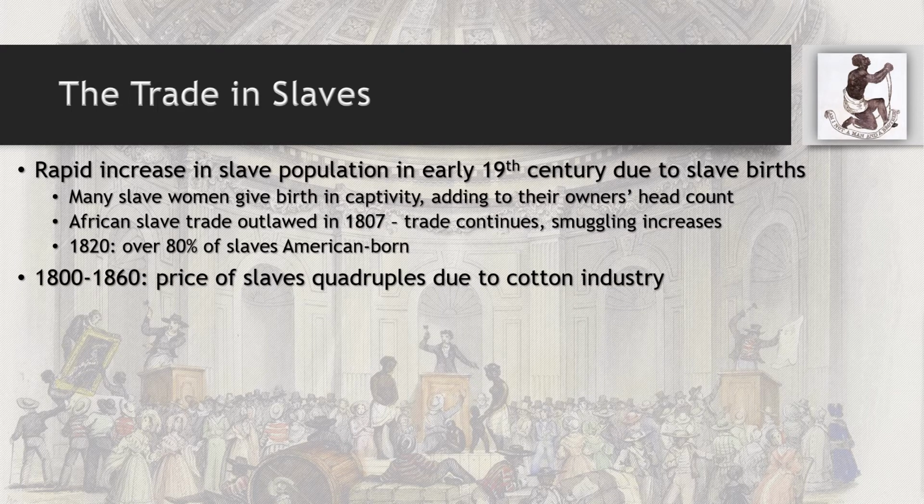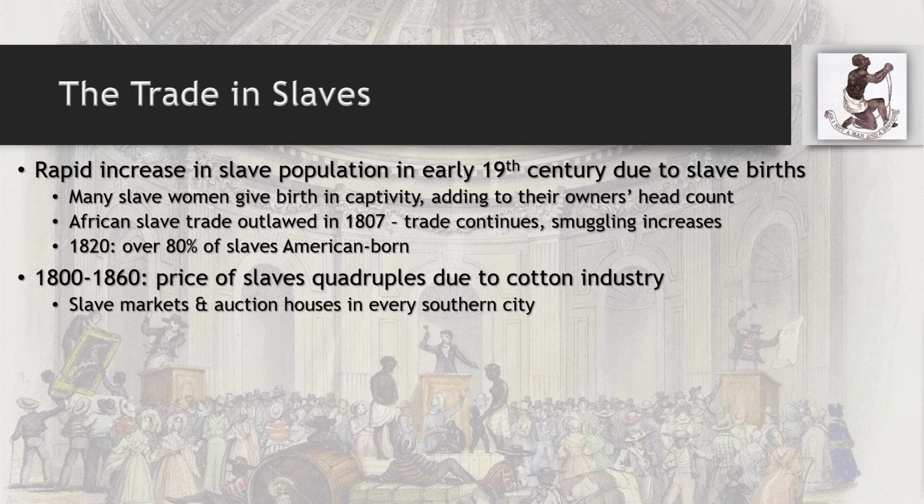And from 1800 until 1860, right, the dawn of the Civil War, we have the price of slaves quadrupling due to the cotton industry. Okay, so again, it's estimated around 1850 they were about $1,000 a head. It ends up increasing a little bit more. Forgive me, I don't know the exact number by the time we get to the 1860s. Okay, but it seems to have plateaued by that point.